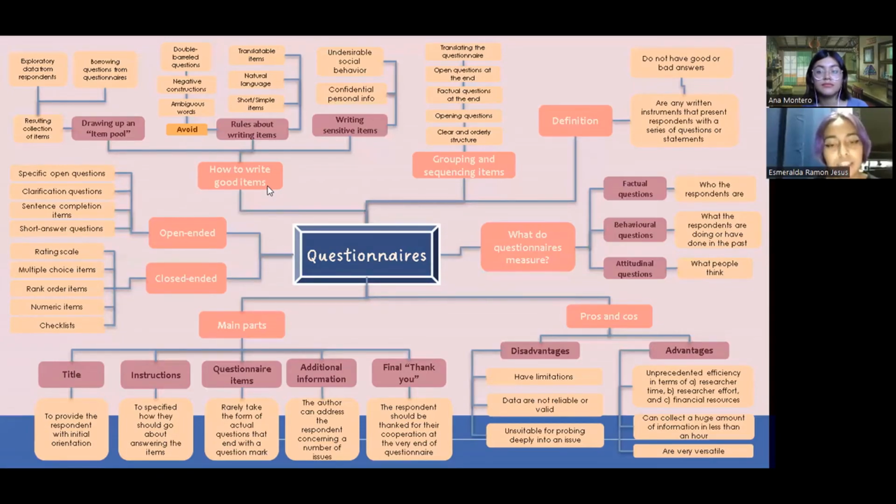Translating the questionnaire: sometimes we will need to translate the questionnaire, so it's better to ask native speakers to translate everything correctly. And that's all for our mind map.